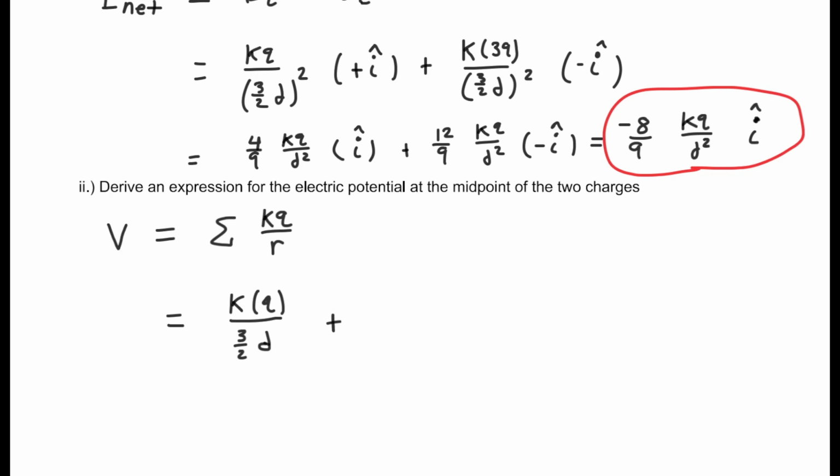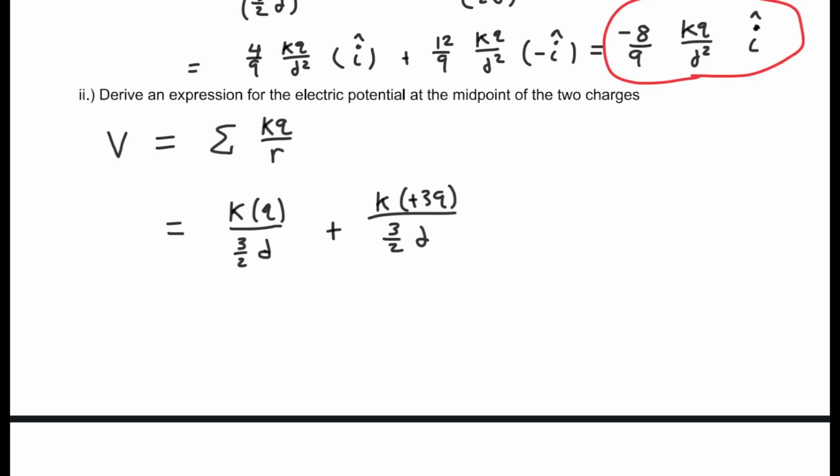So in this case, I just have a positive 1q at a distance 3/2 d from the point of interest, and then I also have a positive 3q at a distance of 3/2 d from the point of interest. Just by adding these two, we get 2/3 kq over d plus 2 kq over d, which is 6/3. So 6 and 2 make 8/3 kq over d for our net electric potential.